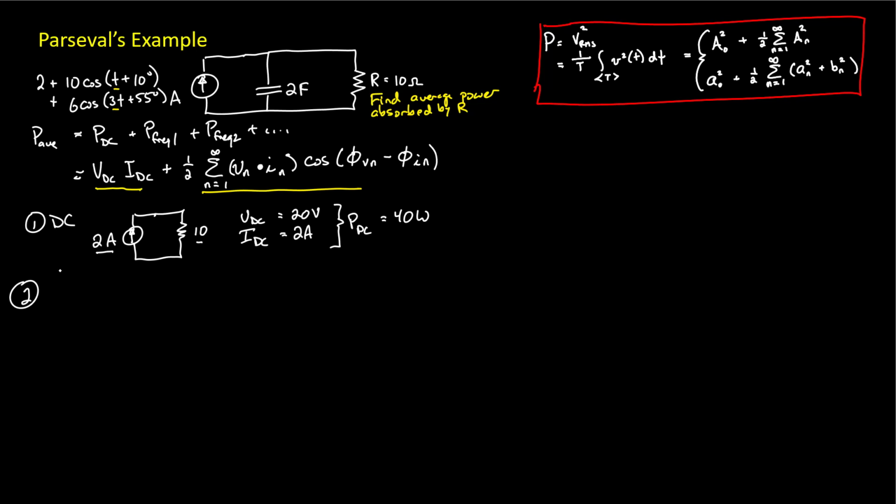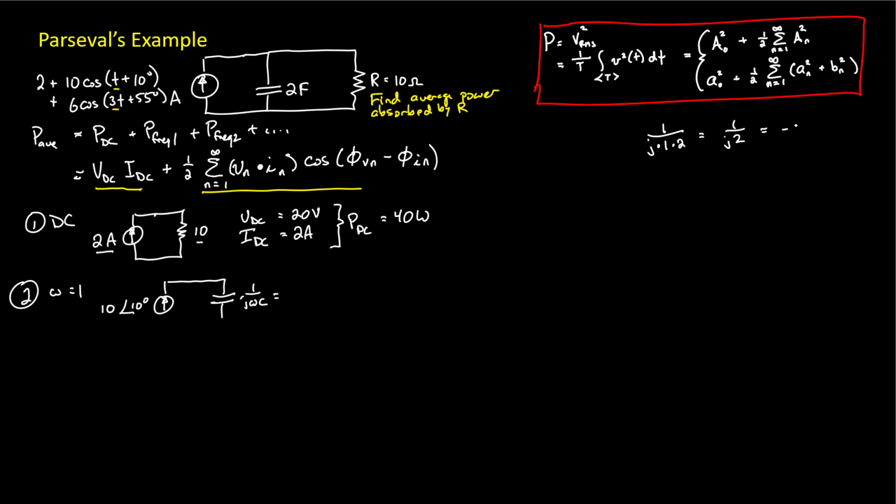Next, at the first frequency, at omega equals 1 radian per second, I'm going to draw it in the frequency domain, so we've got a phasor input, 10 amps, with a phase offset of 10 degrees. Our capacitor looks like a 1 over j omega C. So over in this little scratched area, I'll just check out that 1 over j, our omega is going to be 1. Our capacitance is 2, so that gives us 1 over j2.